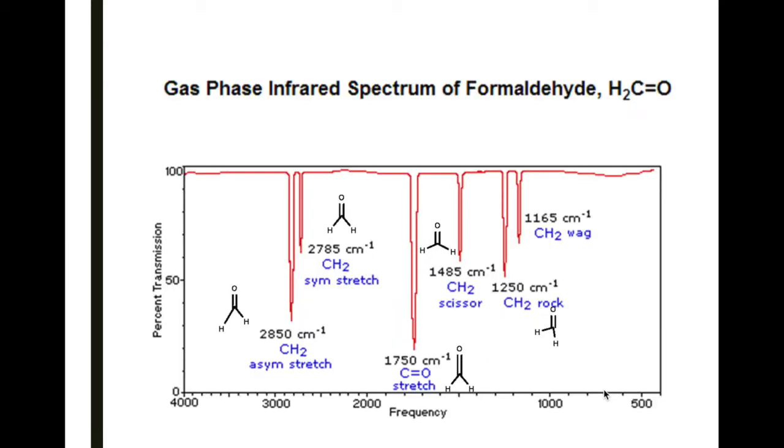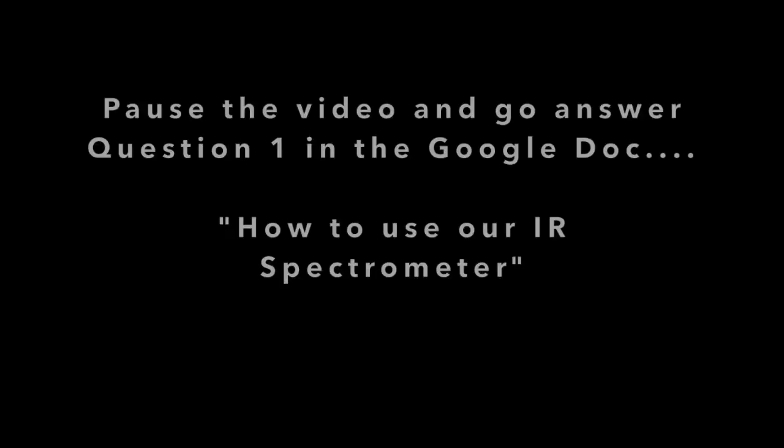And here's a bunch more. For this formaldehyde molecule, we've got an asymmetric stretch and then the symmetric stretch, slightly different energies. Then we have the carbonyl stretch right here. And then we have the scissors. And this guy's rocking over here, rock around the clock tonight. And then this one is the wag, and we didn't have a good GIF for that, but that's the waggle over there.